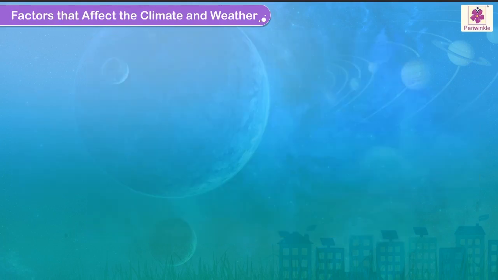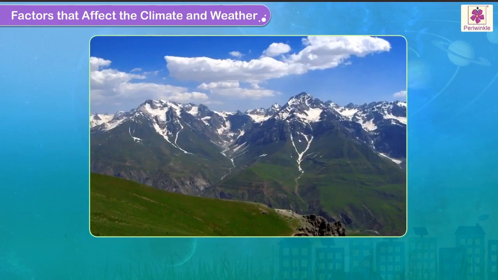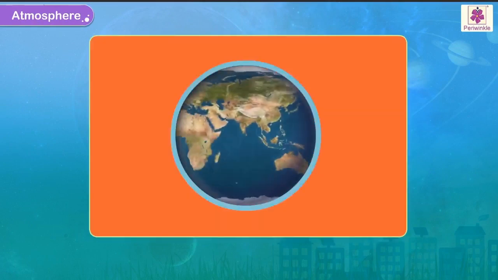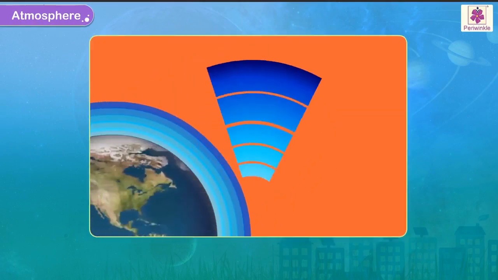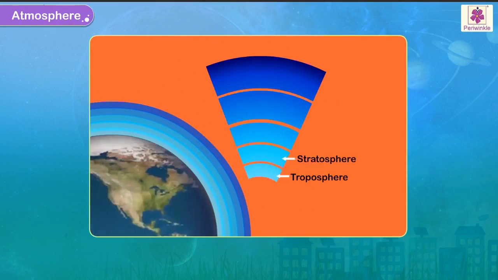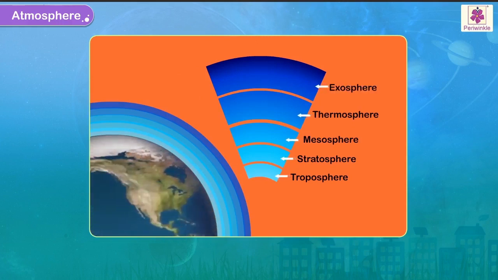3. Places situated higher, such as in the mountains, hills, or even plateaus, experience cooler climatic conditions. Atmosphere. The atmosphere is divided into 5 layers: troposphere, stratosphere, mesosphere, thermosphere, and exosphere.